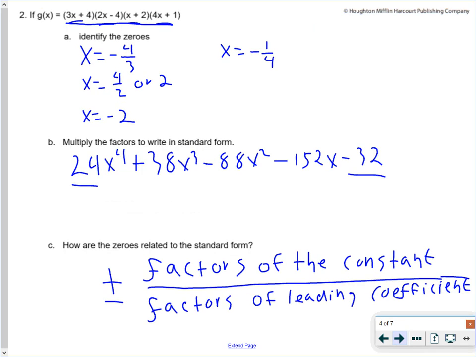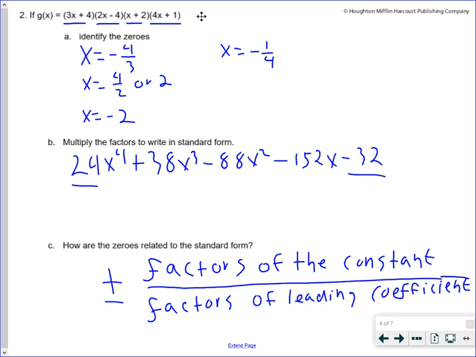Okay, so this is number 2. For number 2, your zeros should be -4/3, 4/2, or just 2, -2, and -1/4. You get them by taking your factors 3x plus 4, 2x minus 4, x plus 2, and 4x plus 1, setting each individual factor equal to 0 and solving for x. That's how you get your zeros.